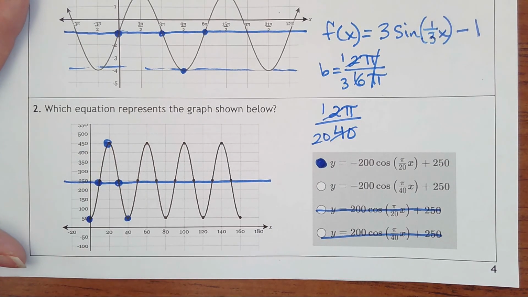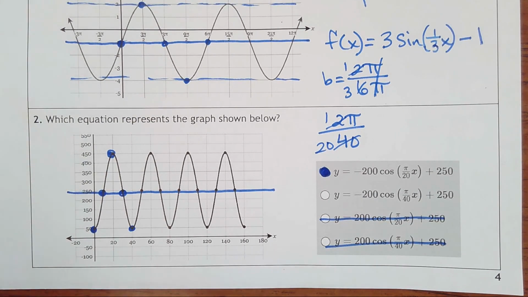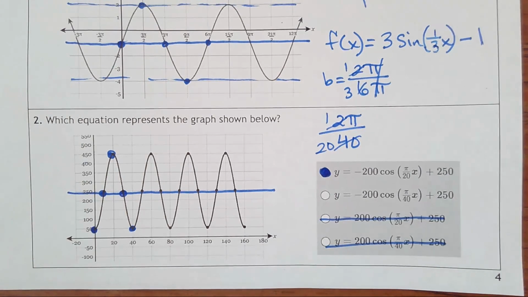Okay, but make sure you're paying attention to, should there be a negative in front? Is it reflected over the x-axis? What is the period? What is the vertical shift? And then what is my amplitude?